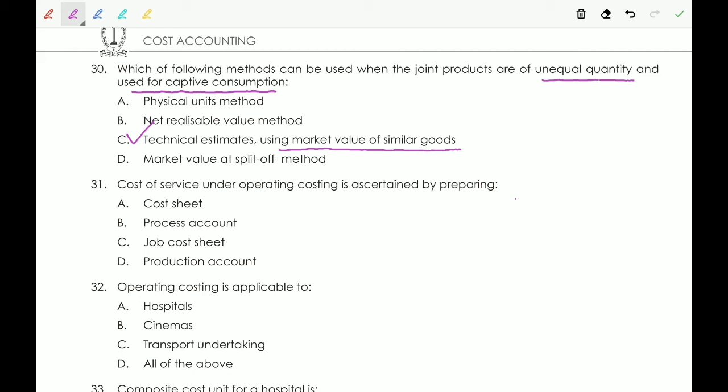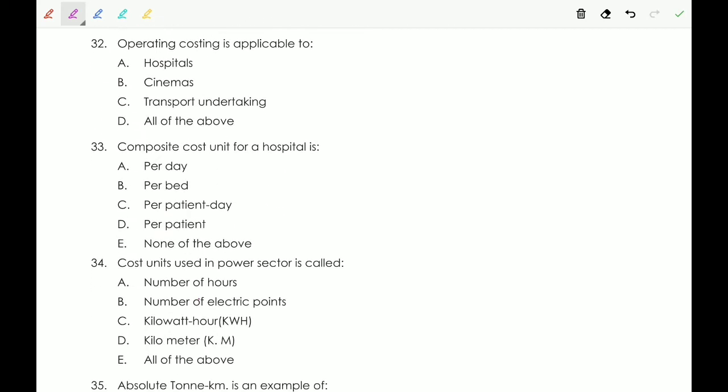Next 31. Cost of service under operating costing is ascertained by preparing... So under operating costing it is preparation of cost sheet. So the answer is A. Next 32. Operating costing is applicable to hospitals, cinemas, transport undertakings. So answer is D. All of the above.